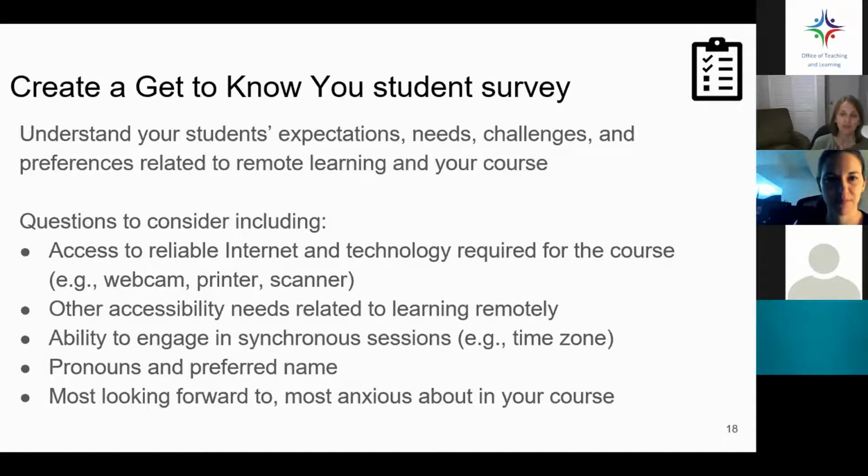So in the notes that we're going to be sending out, we have a link to a good get to know you student survey. And in OTL, we've also designed a get to know you student survey that you can just adapt and use for your course. So if you would like to use our survey, you can just contact otl@uoguelph.ca. That's our email address, and just ask to have a copy of the Get to Know You student survey, and we'll share it with you in Qualtrics so that you can just embed the link in your Zoom or in your CourseLink course.